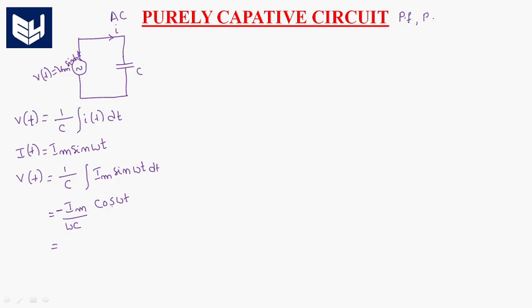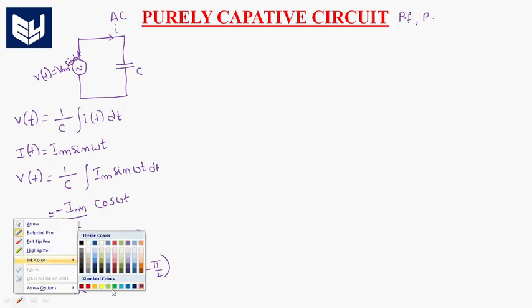Actually, sin of (90 plus theta), and sin of (theta minus 90). Here I am writing minus cos omega t, Im by omega C into minus cos omega t, as Im by omega C into sin of (omega t minus 90), that is omega t minus pi by 2. So this is V of t: V of t is equal to Im by omega C into sin of (omega t minus pi by 2).